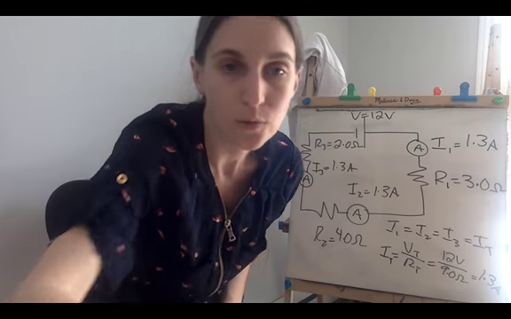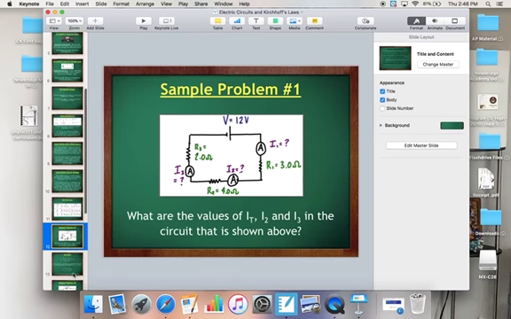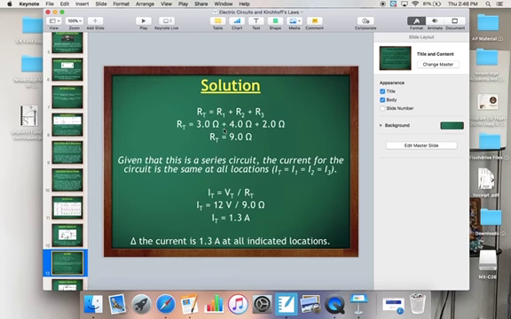Okay, so there's the first example. And again, you get that same explanation. There's your total resistance. It's a series circuit. All the currents are going to be the same, so your total current is total voltage divided by total resistance, so it's the same everywhere.